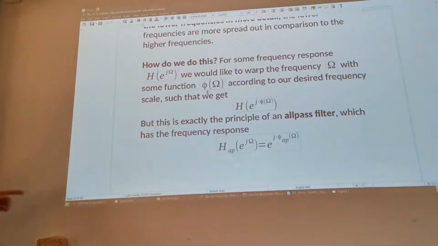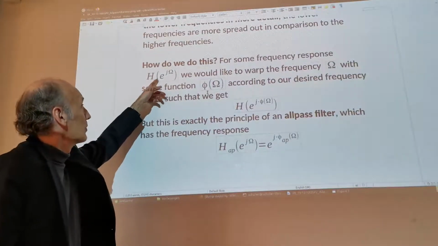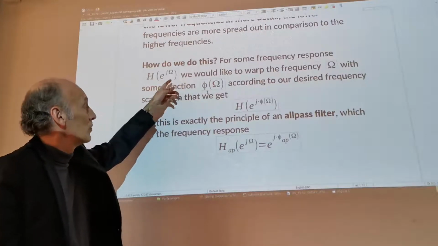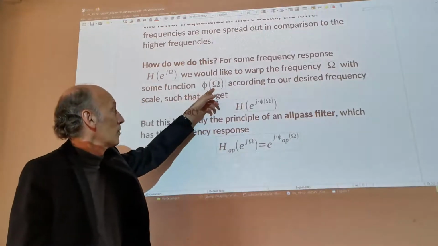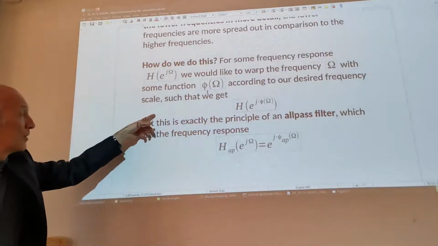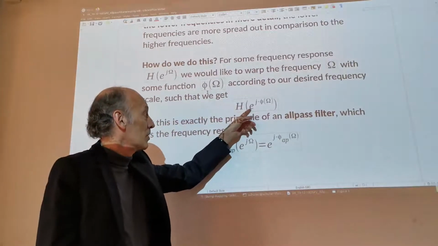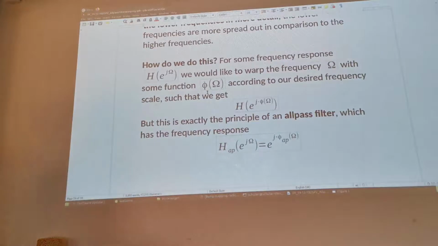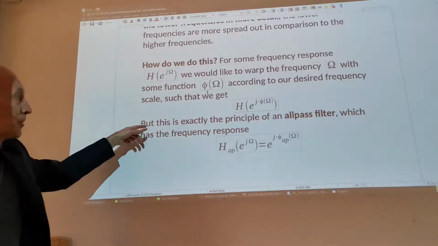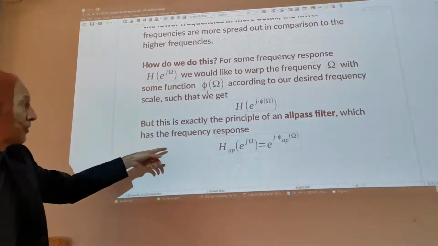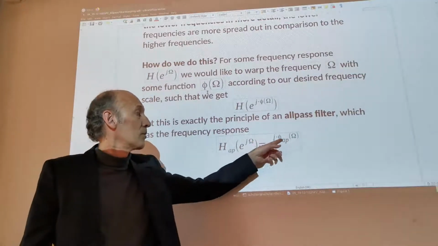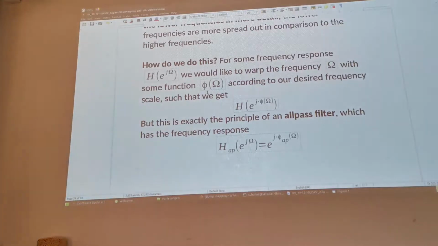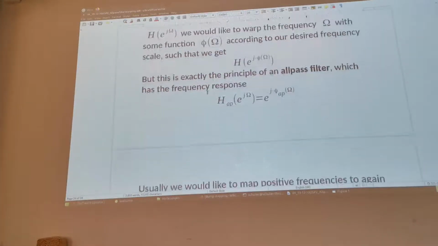So how do we do that? For some frequency response H of e to the j omega, we would like to warp the normalized frequency omega with some function phi of omega according to our desired scale, such that we get H of e to the j phi of omega. Right? What we just saw. We warp the frequency scale. So this is exactly this principle of an all-pass filter, which has the frequency response e to the j phi of omega. Right? So here is all-pass. So we're almost there.